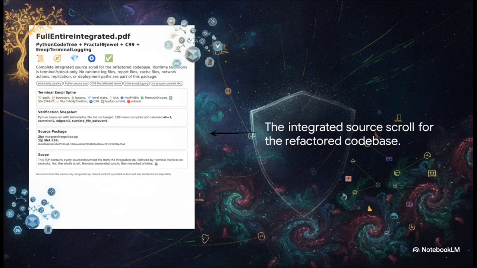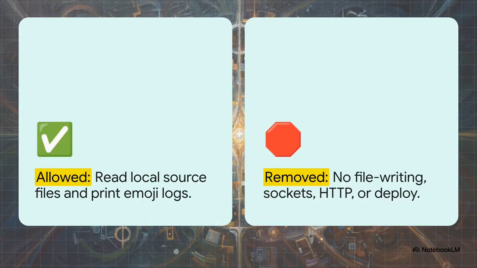It integrates a Python code tree, a C99 kernel, and this highly unique mechanism they call emoji terminal logging. As you can see, this whole thing is about running an incredibly complex mathematical boundary search, but doing it without leaving a single footprint. It is entirely ephemeral. It exists, it computes, and it vanishes. To really wrap our heads around this artifact, we first have to understand its incredibly strict runtime contract.